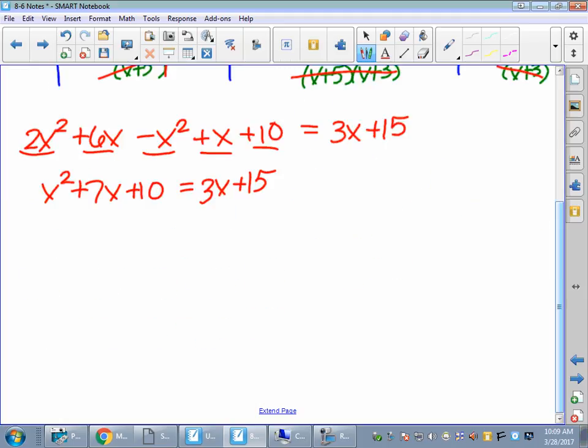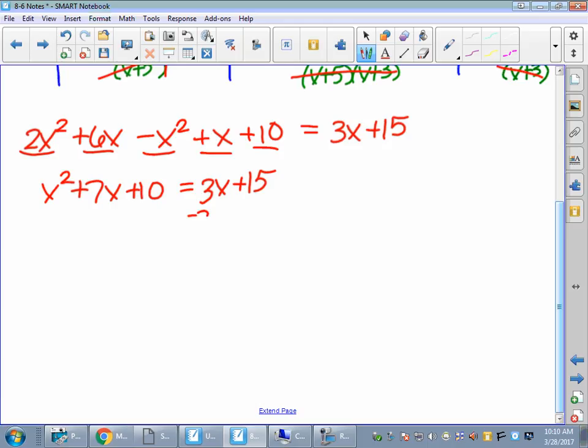Now, if you remember, way back in Chapter 4, we learned how to solve quadratics. We can solve by factoring, we can solve by completing the square, we can solve by graphing, we can solve by the quadratic formula. So let's just see which one applies here. I usually look for factoring because it's the easiest and fastest. If not, we can do the quadratic formula. Both instances require it equal to 0.